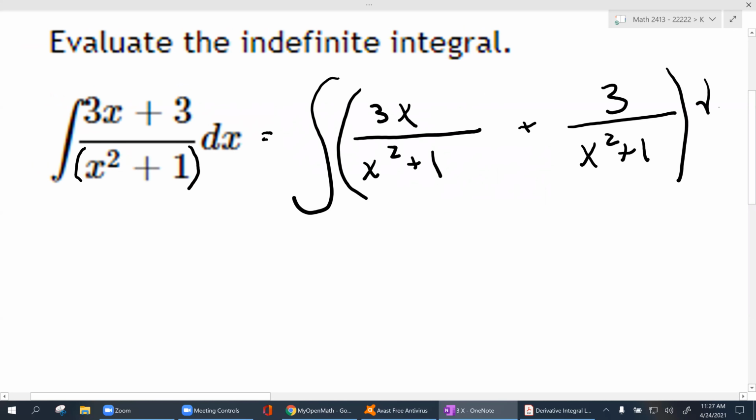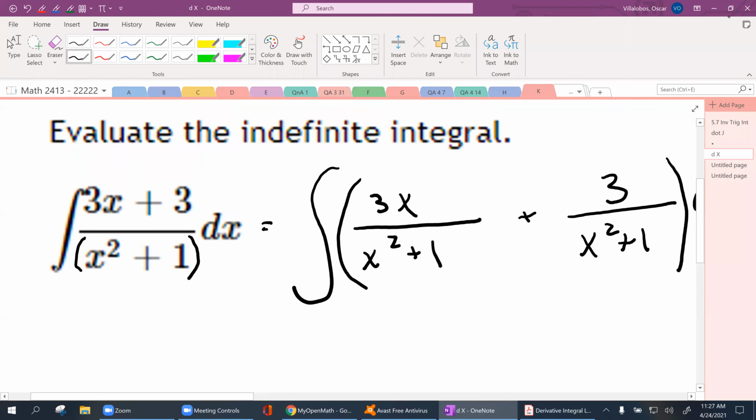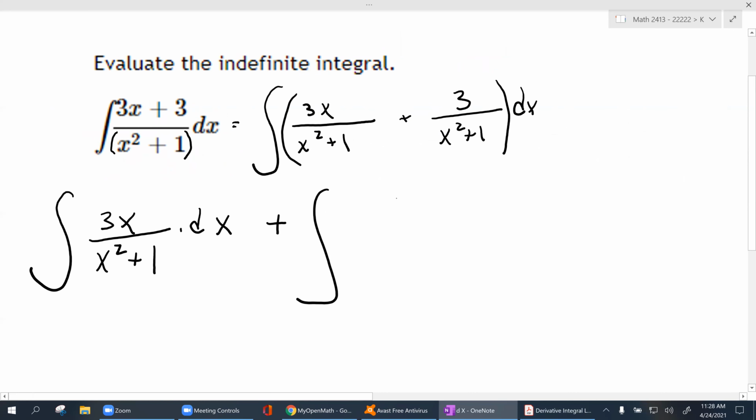Why does this work, you may ask? Whenever you're adding fractions, if they have the same common denominator, the numerators combine and the denominator stays exactly the same. So we can go back to that. Pretty straightforward. I can go ahead and apply that integral to both parts. So in other words, I can look at the integral of 3x over x squared plus 1 dx, and I can look at the integral of 3 over x squared plus 1 dx.